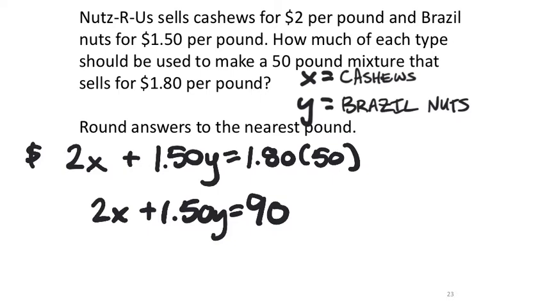Second equation is a little bit easier. It's based on the 50 pounds. So you take the cashews and the Brazil nuts, combine them, and you should get the 50 pounds right there, okay?